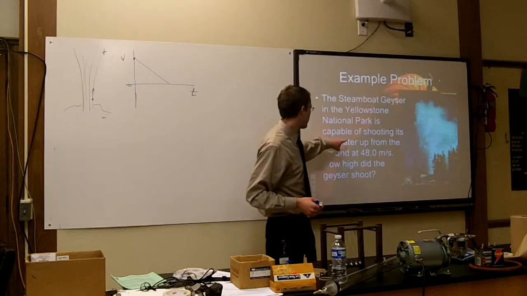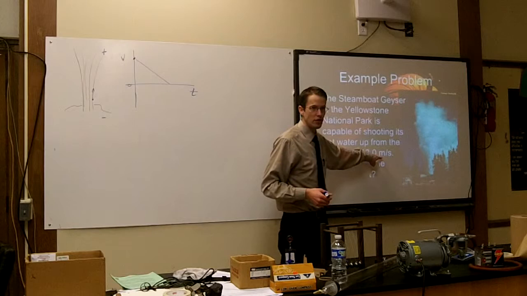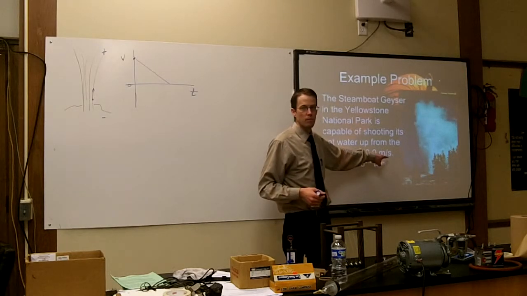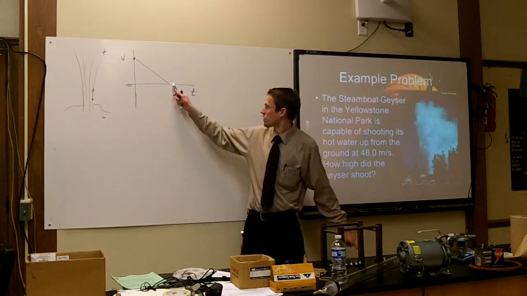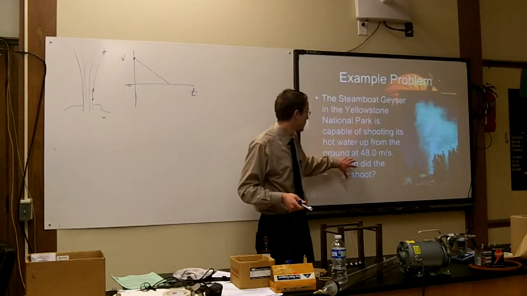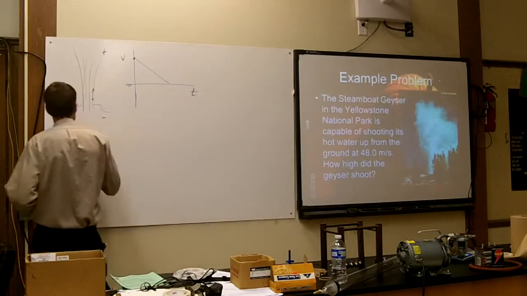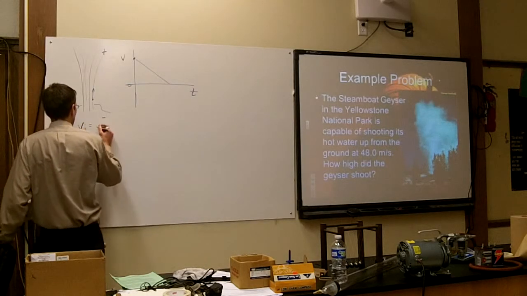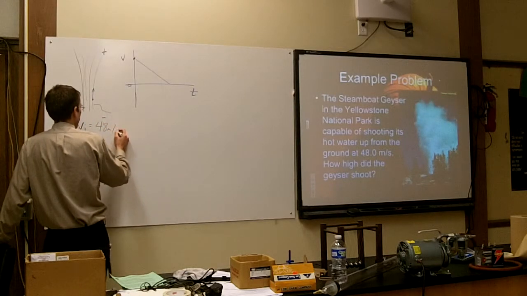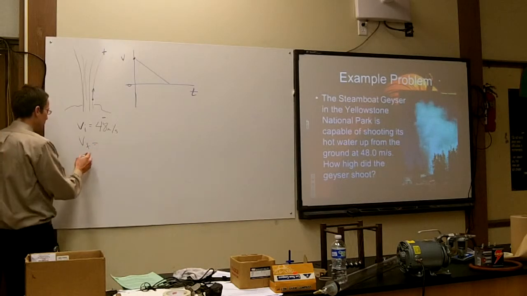Yellowstone Park is capable of shooting the hot water up from the ground at 48 meters per second. So is that an initial or final velocity? Okay, so what's our final velocity going to be at the highest point? Zero. So is that initial or final? Initial, because it's at the ground level that it's shooting up. So we've got a Vi equal to 48 meters per second. I'll go ahead and put our usual list of usual suspects down here.